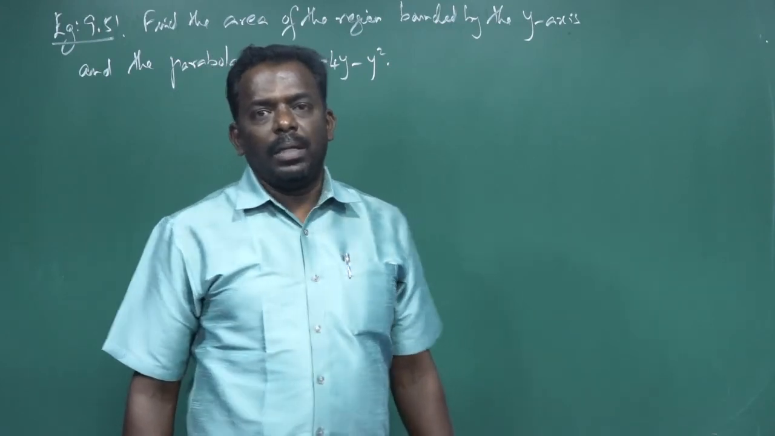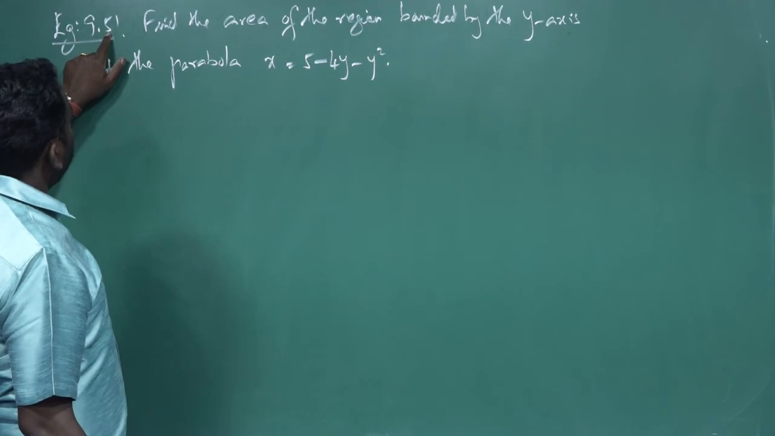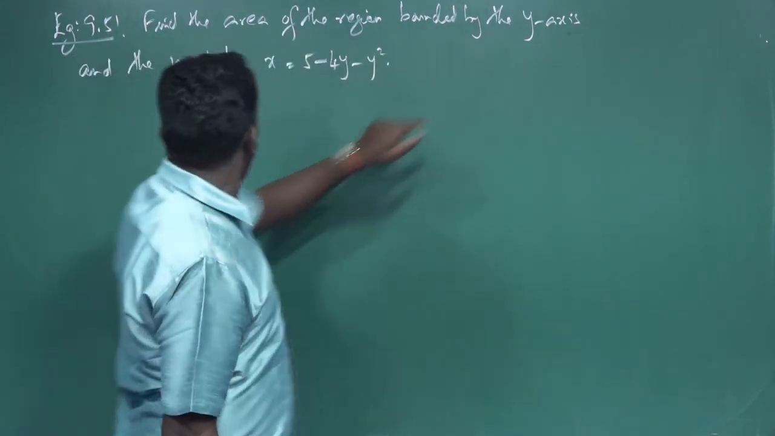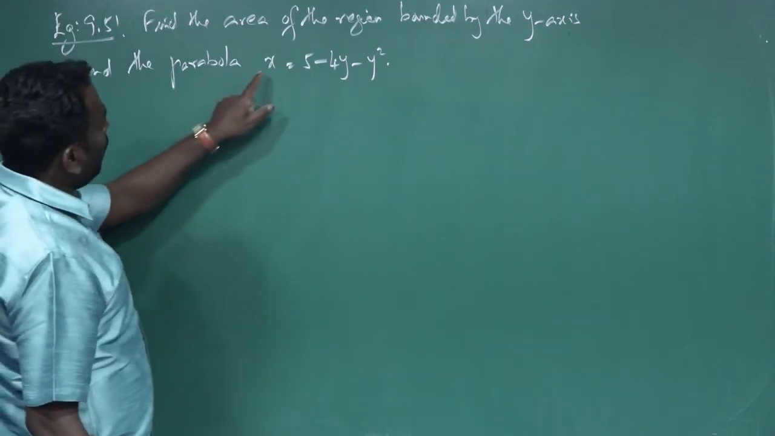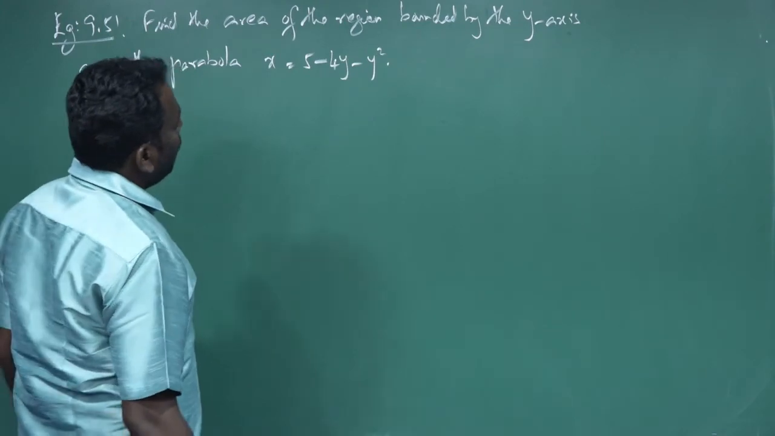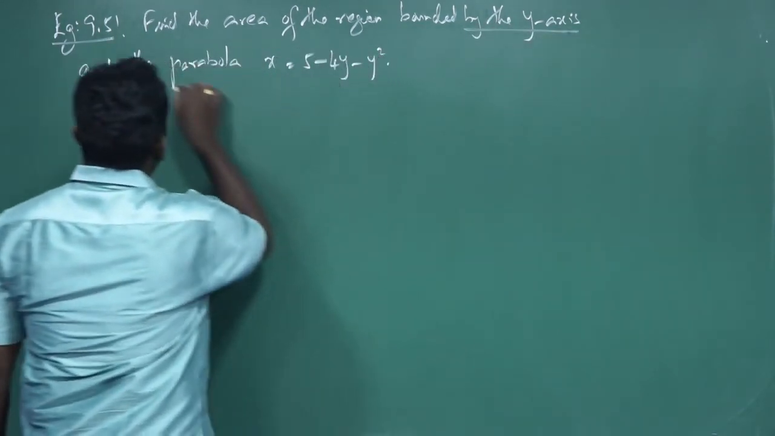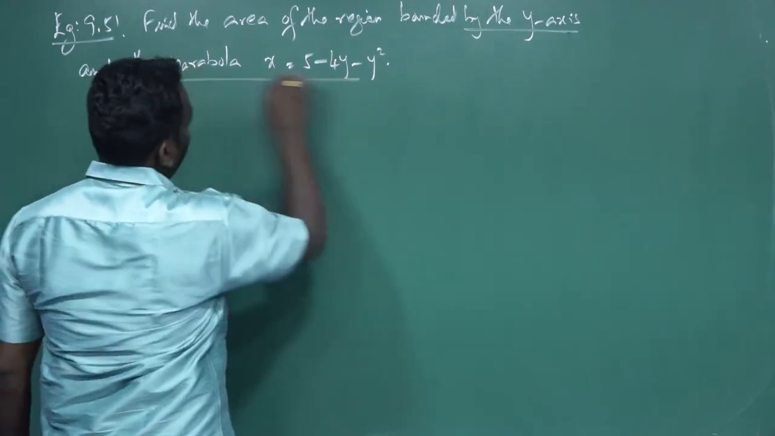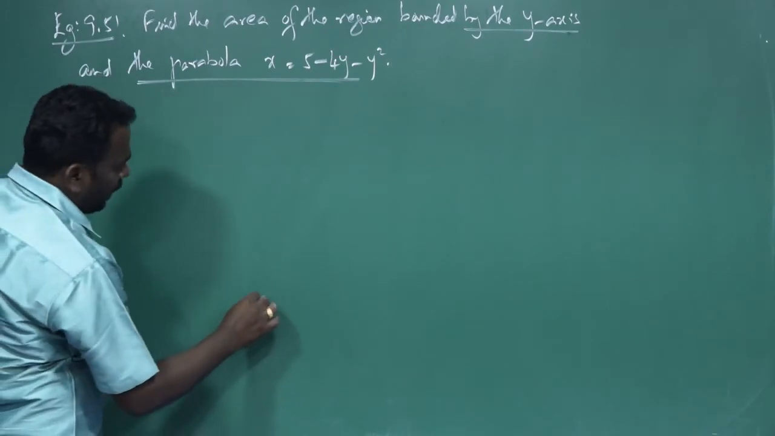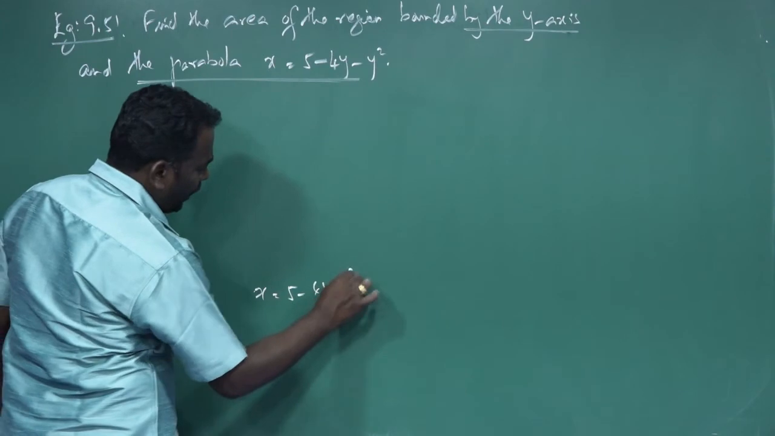Come to the next example, 9.51, the 51st example. Find the area of the region bounded by the y-axis and the parabola x equal to 5 minus 4y minus y square. So it is bounded by the y-axis and also bounded by the parabola whose equation is given. Now we take the given equation, that is x equal to 5 minus 4y minus y square.